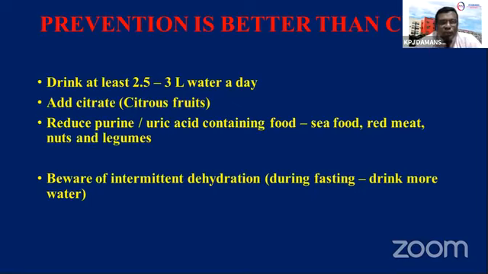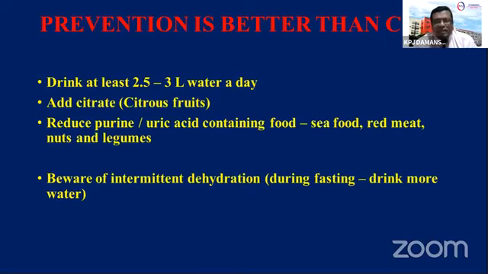Thirdly, you have to reduce purine or uric acid containing food. They are the same food that people with gout usually end up getting a gouty attack from if they eat too much of it. So these uric acid foods include all the seafood. Fish is okay, but salmon, mackerel, and sardine are high in uric acid. Then red meat is high in uric acid, beef and mutton. Chicken is okay because it is white meat. Nuts and legumes are high in uric acid. Any of the nuts and legumes.